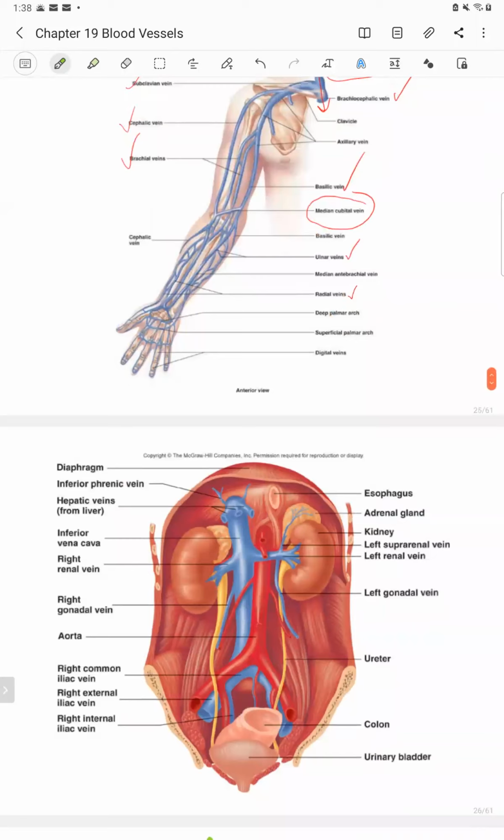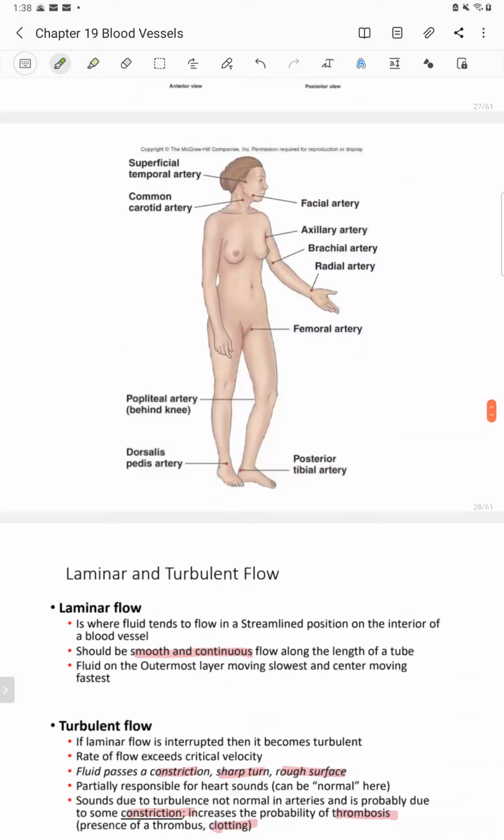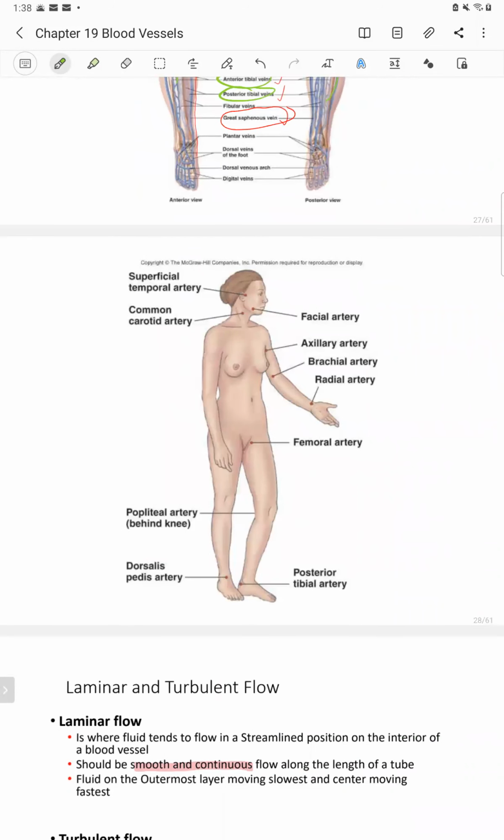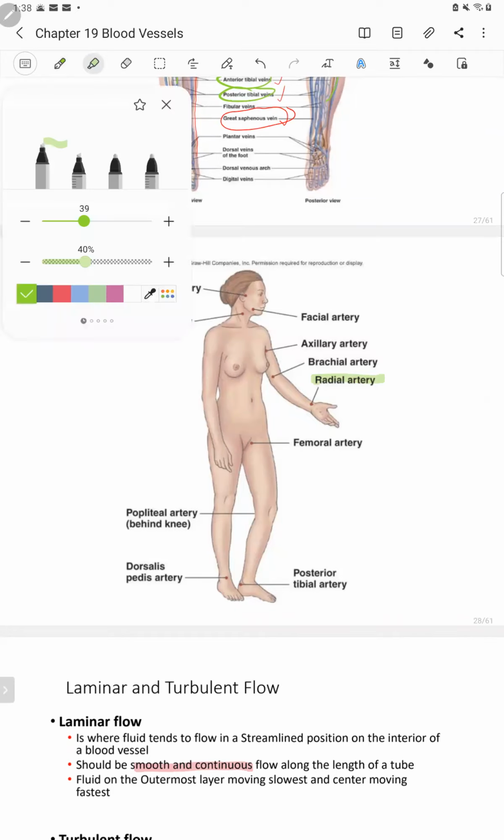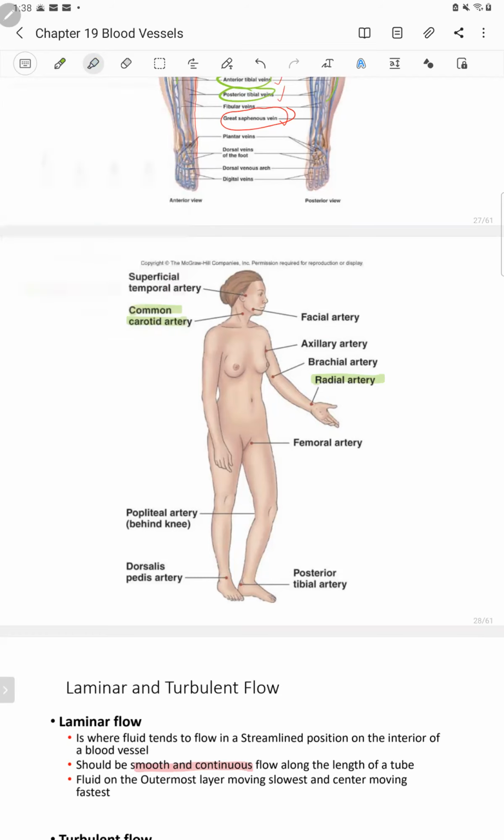With pulse, these are some common sites to take pulse. The most common, I'd say, would be the radial and the carotid. But you can also take pulse from the superficial temporal, the facial artery, the axillary artery, the brachial artery, the femoral artery.